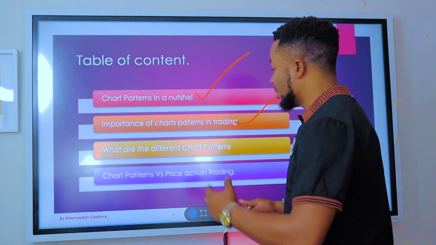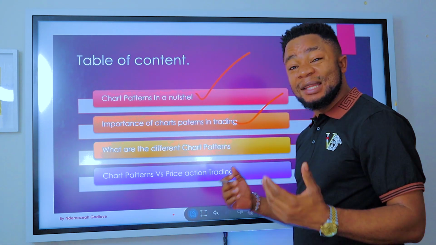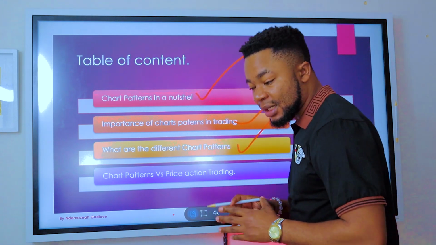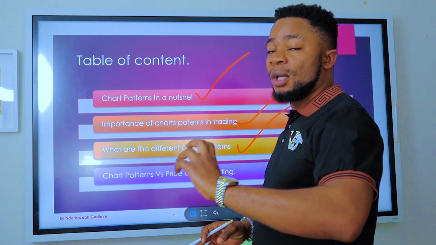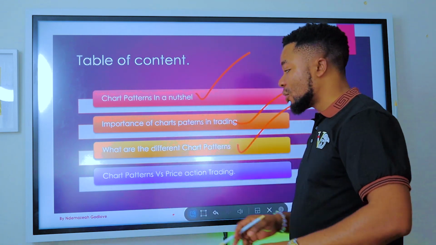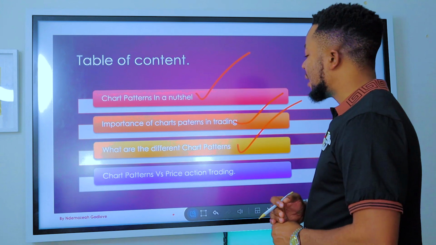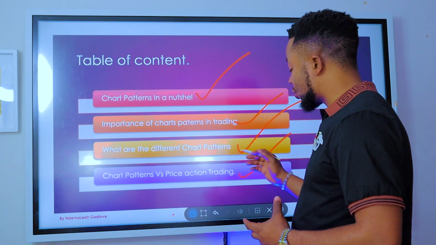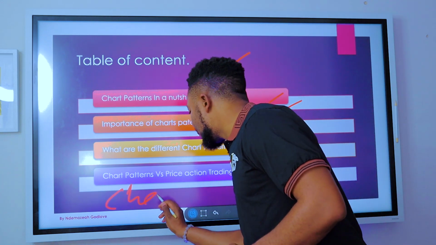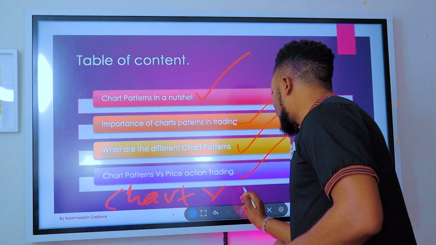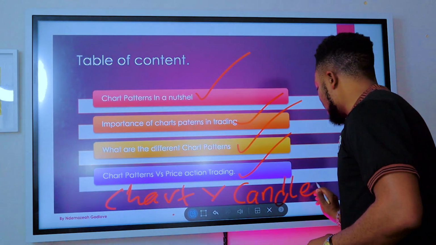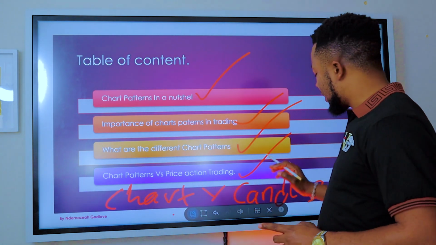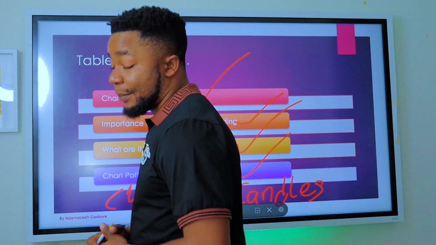How important are chart patterns? And then what are the different chart patterns? You need to be able to know all the chart patterns that are out there, so that if you open your chart and you see a particular pattern, you'll know whether to buy or sell, or maybe to stay out of that particular market. And then we'll also talk about chart patterns versus price action trading. And then we'll also talk about chart patterns versus candlesticks. All right, I forgot to write that one, but it is part of this course. So at the end of this video, we'll also talk about chart patterns versus Japanese candlesticks.